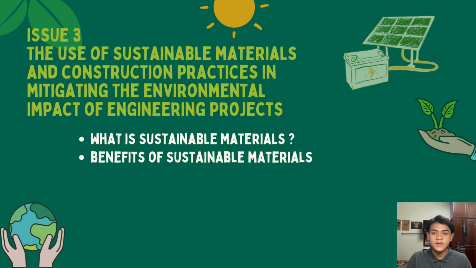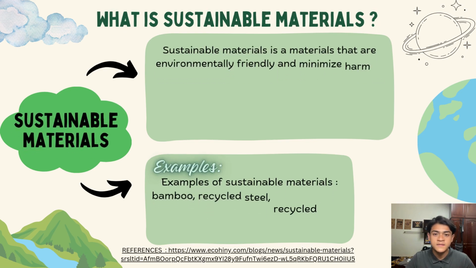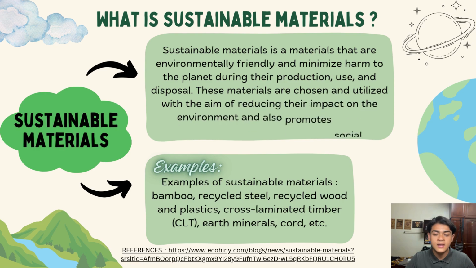Next, I will discuss issue number 3. In my discussion, it will contain what sustainable materials are, the benefits of sustainable materials, and the meaning of sustainable material. Sustainable material is a material that is environmentally friendly and minimizes harm to the planet during its production, use and disposal. These materials are chosen and utilized with the aim of reducing their impact on the environment and also promoting social responsibility.